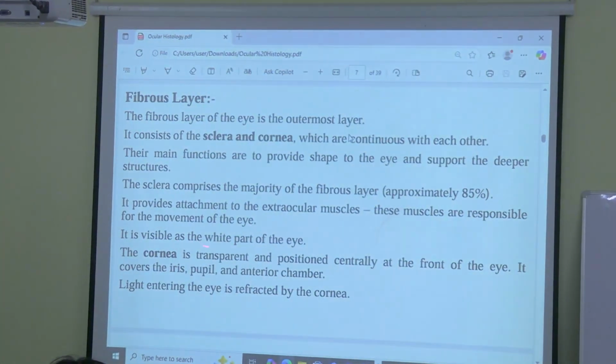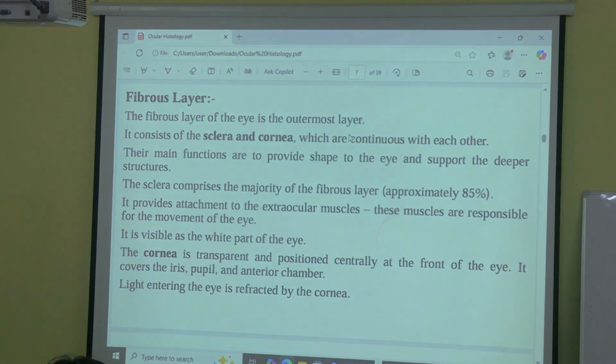Next, as I said, it is the visible white part of the eye. Okay, the white color area which you can see, that is the sclera. Next, cornea is transparent and positioned centrally in front of the eye. Okay, if you see the cornea, it is also a part of the fibrous layer.